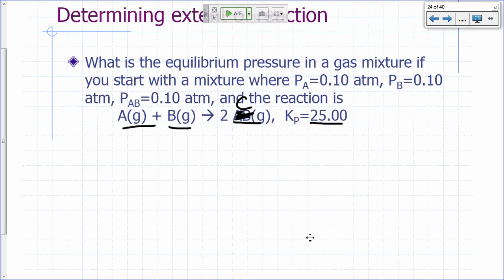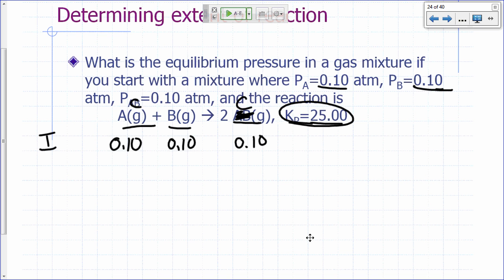What would be our initial activities, initial pressures? Partial pressure of A is 0.1. So initially A is 0.1. What's the initial value for partial pressure of B? It's also 0.1. And initial partial pressure of C is also 0.1. And our Kp is 25.